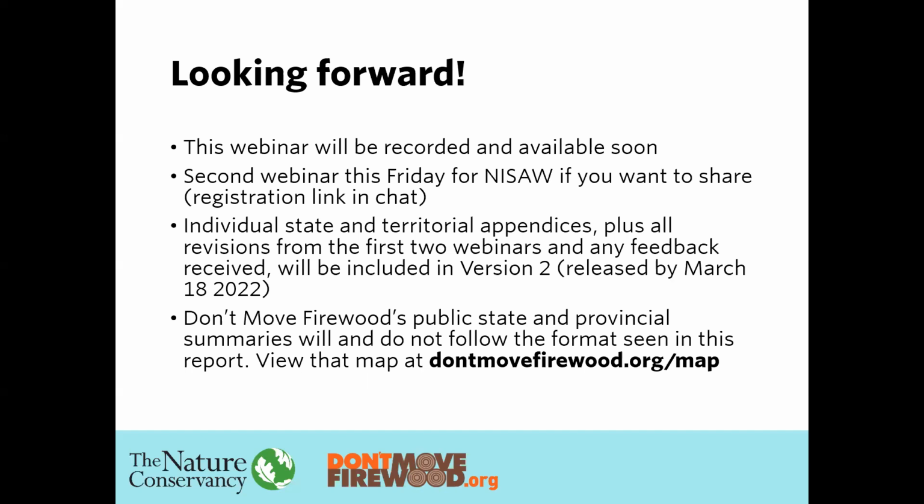That's completely different from what the Don't Move Firewood map is. The Don't Move Firewood map is for everybody. It is a public outreach document. It is written in layperson terminology. It definitely doesn't get into things like treatment levels for firewood and non-harmonization of regulations or anything like that. So I just wanted to make that distinction extremely clear because different documents have different audiences, and the Firewood comparison report is a professional audience.